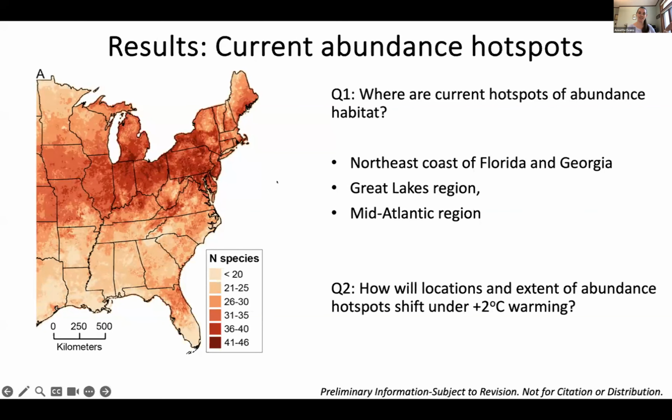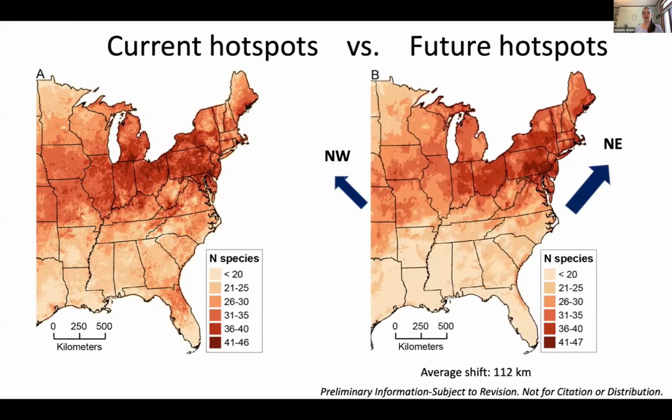And so this is sort of the status quo of what things look like at the moment. And the second part of our question was how these locations of abundant suitable habitat, or these hotspot areas, are likely to shift with 2 degrees of warming. And so here I'm showing you what the output map looks like for that.